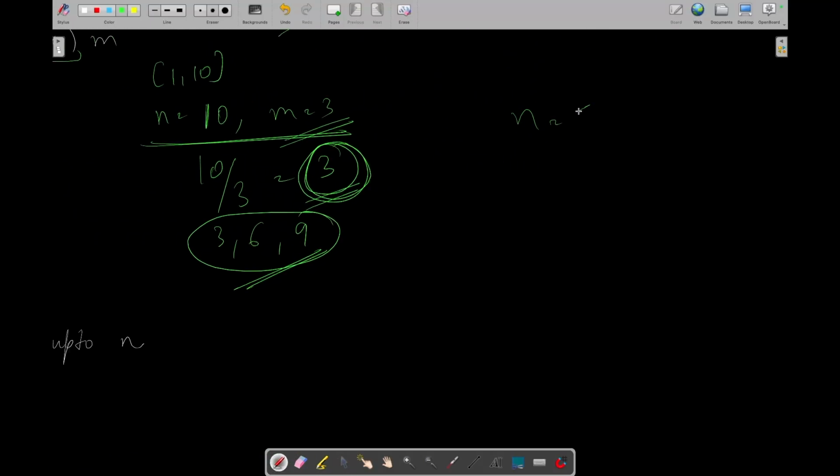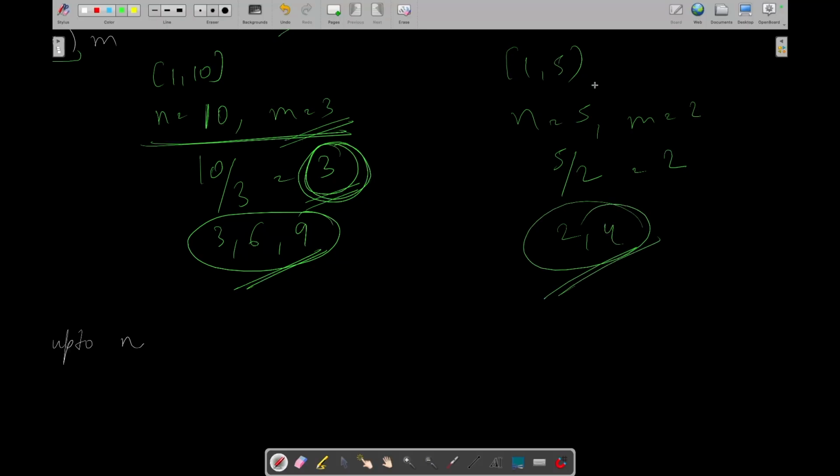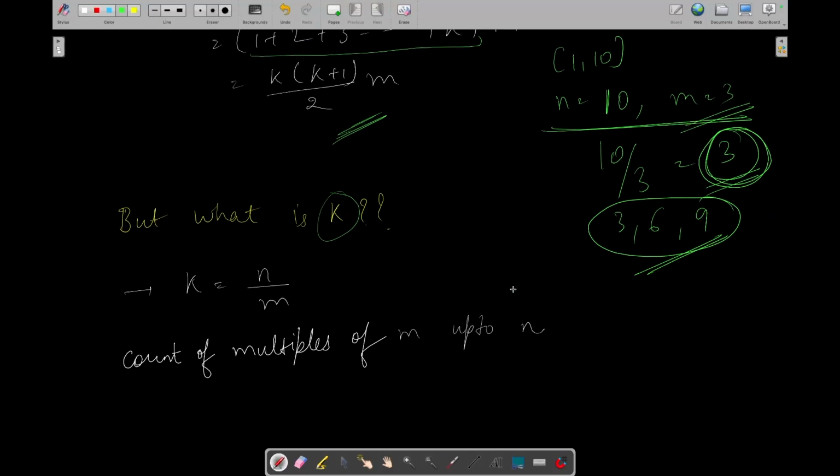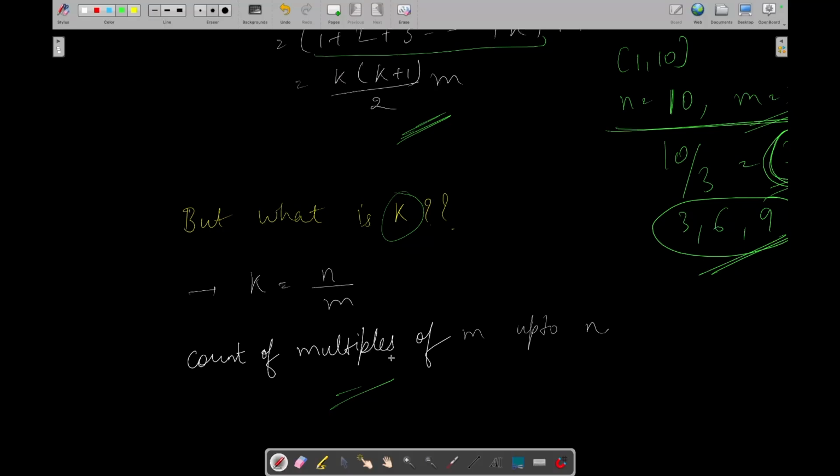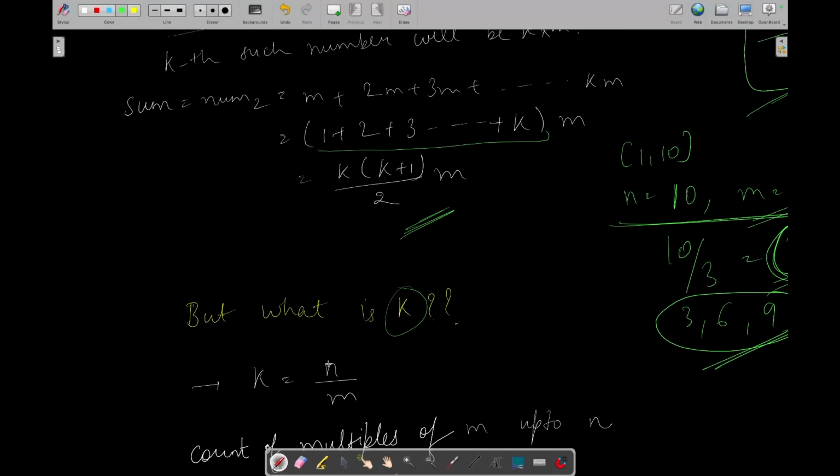Let's consider some other example as well. Let's say your n is 5 and m is 2. You need to find out how many numbers are divisible by m in this range 1 to 5. You can simply divide, so you will get 2. Yes, there are only two integers in this range which are divisible by m. So n by m will give you the value of k, which is the number of integers divisible by m in the range 1 to n. So you got this value, which means you can easily substitute this value of n by m here. There is no unknown variable because the n and m values are already given in the question.